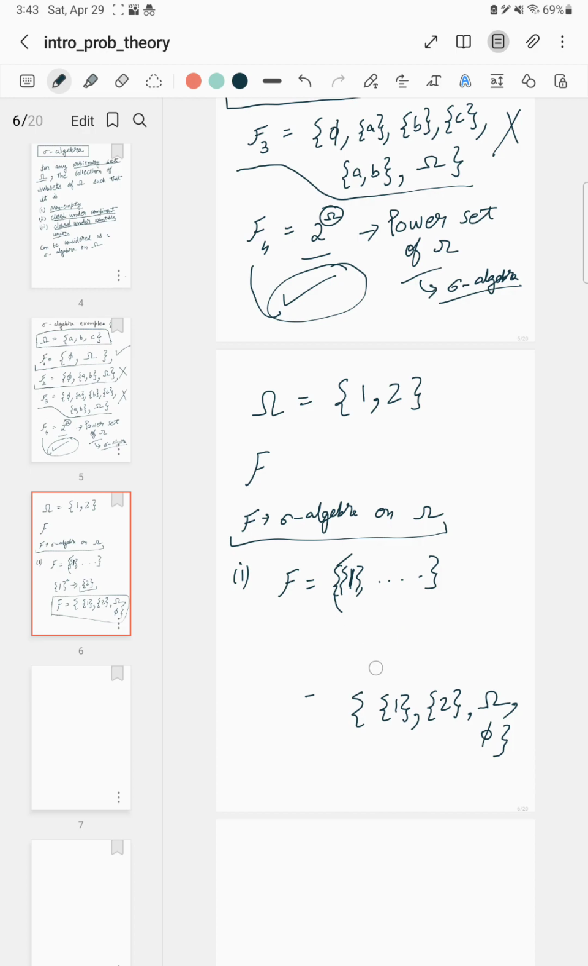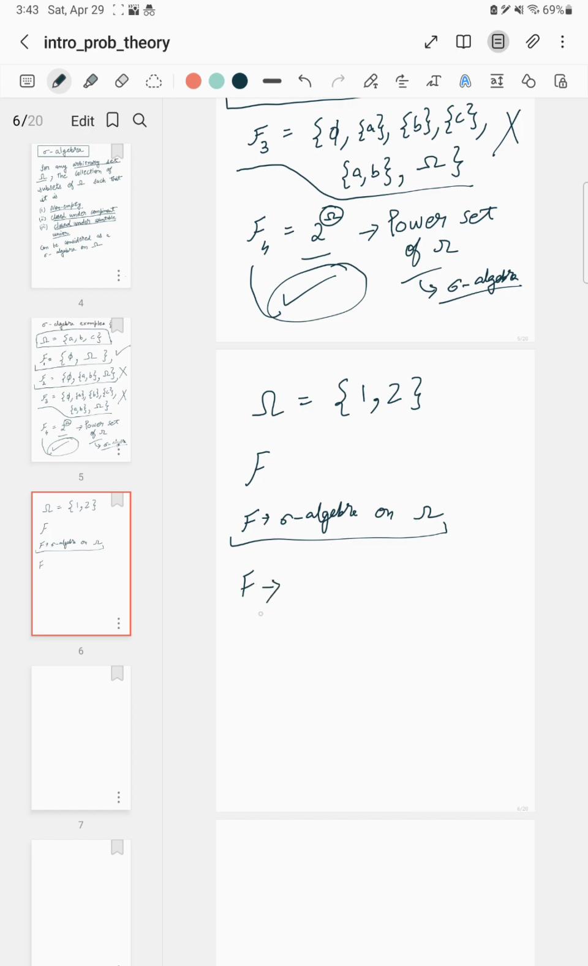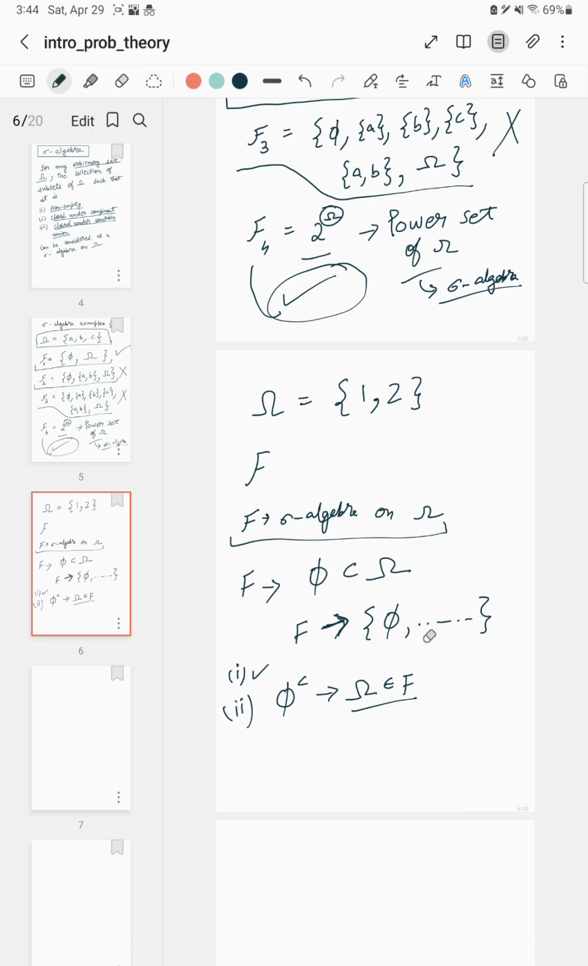Okay, now let's say I want to create an F which is a sigma algebra on omega, and let's say I choose the empty set phi. Since phi is a subset of omega, I can have phi present in my sigma algebra, and let's say it has some other sets. As it contains the null set, it is non-empty. So the first condition is satisfied. For the second condition to be satisfied, the complement of phi, which is nothing but omega, should also be present in F. So F contains omega as well.